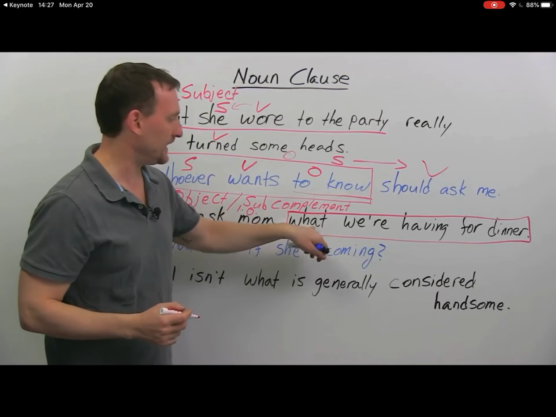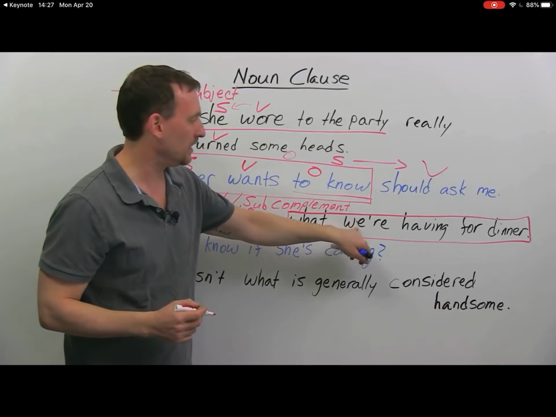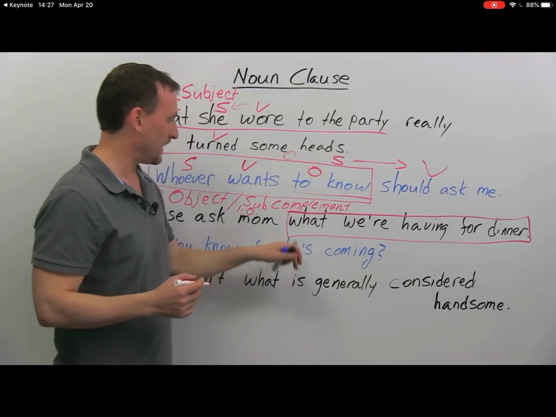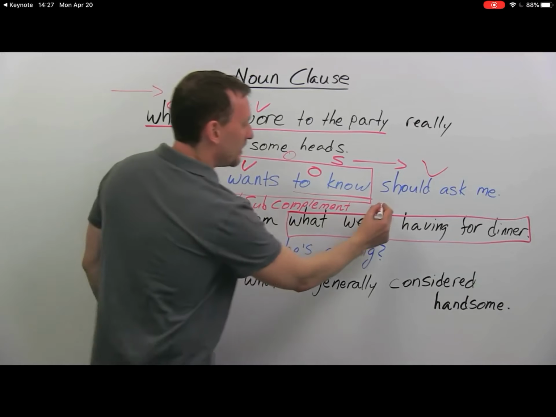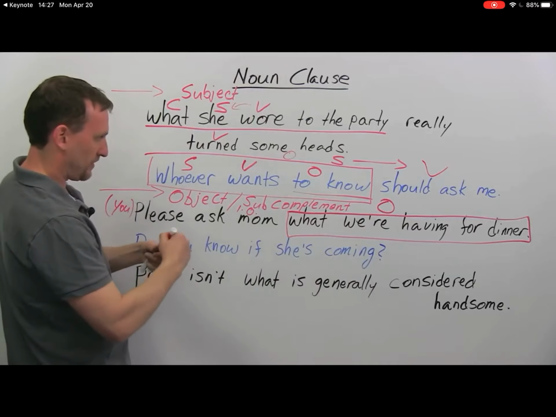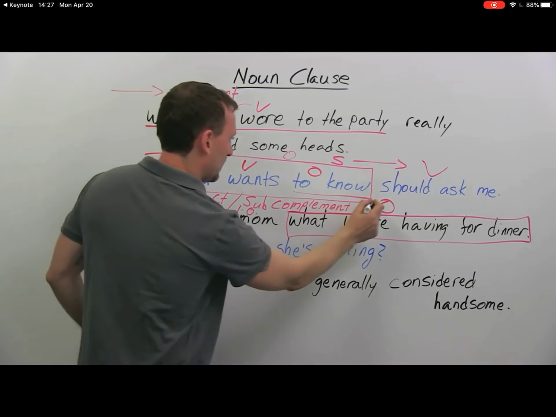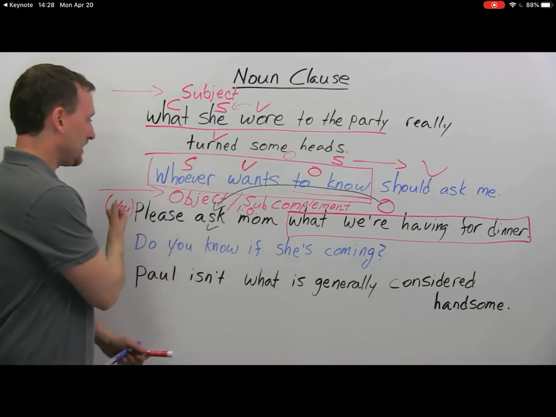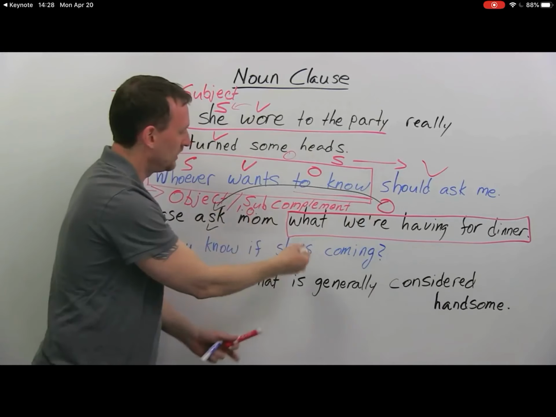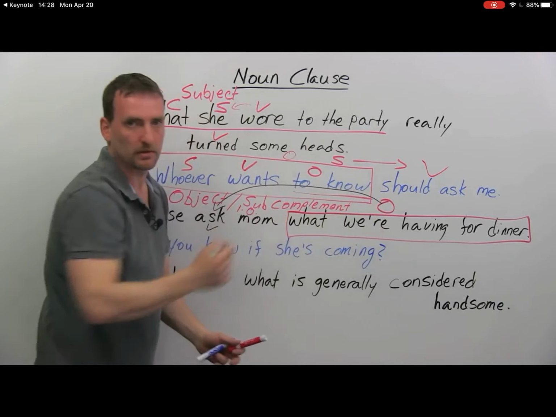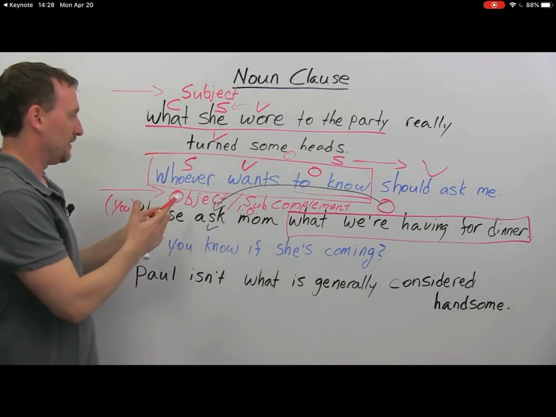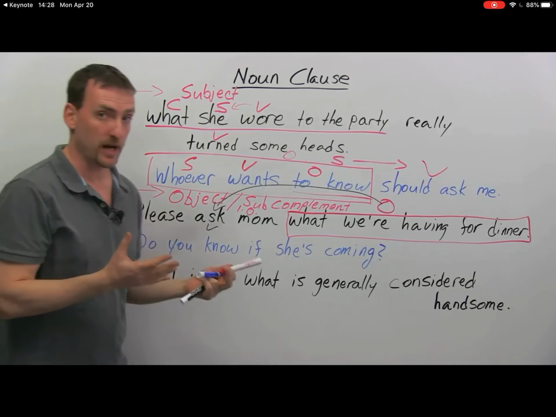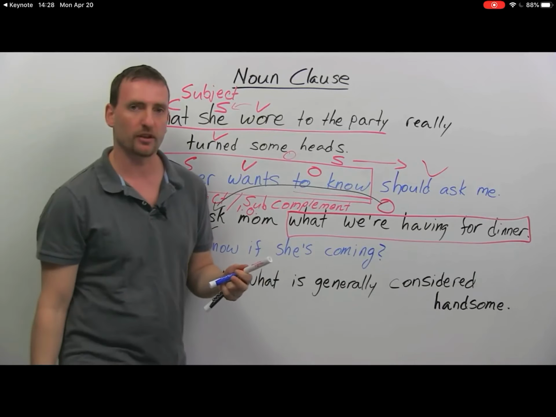Here we have our conjunction what. Here we have our subject we. Are having is our verb. And for dinner is your adverb. Okay. So now this whole thing is the object. Let me try to not make it too messy here. Object to the verb ask. Okay. Subject, verb, object, conjunction, subject, verb, and then we have our adverb there. But we're working on an object. Here's another example. Do you know? So now we're looking at it as a question. And this is one of the things you have to be careful about.